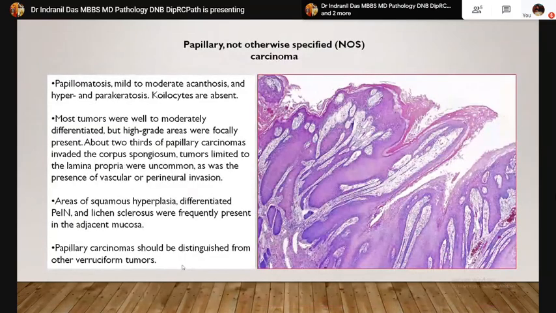Now, papillary not otherwise specified carcinoma: papillomatosis, mild to moderate acanthosis, as well as hyperkeratosis are seen. Koilocytosis is absent, and the tumor is not HPV related. Most tumors are well to moderately differentiated. High-grade areas may be focally present. Areas of squamous hyperplasia, differentiated penile intraepithelial neoplasia or lichen sclerosus are frequently present in the adjacent mucosa. This papillary carcinoma should also be differentiated from other verruciform tumors.